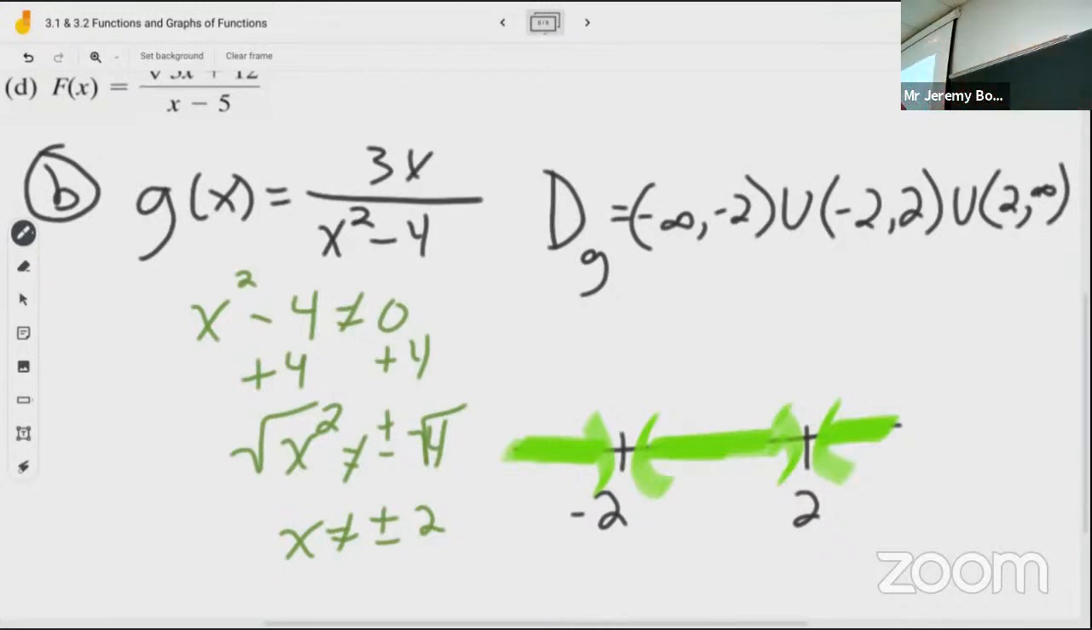No brackets on anything, because if I put brackets on the negative 2 or positive 2, it would include them. I don't want them included. Any questions on that? Good? Looks like we're good.